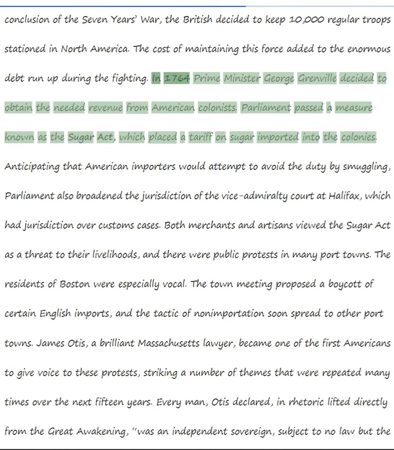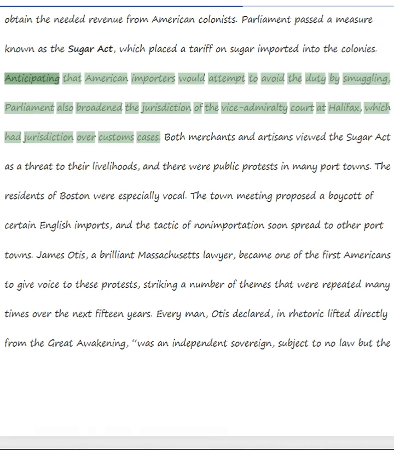In 1764, Prime Minister George Grenville decided to obtain the needed revenue from American colonists. Parliament passed a measure known as the Sugar Act, which placed a tariff on sugar imported into the colonies. Anticipating that American importers would attempt to avoid the duty by smuggling, Parliament also broadened the jurisdiction of the Vice Admiralty Court at Halifax, which had jurisdiction over customs cases.